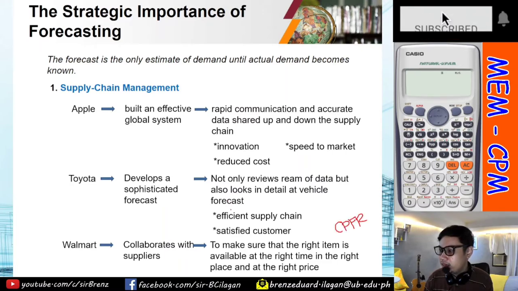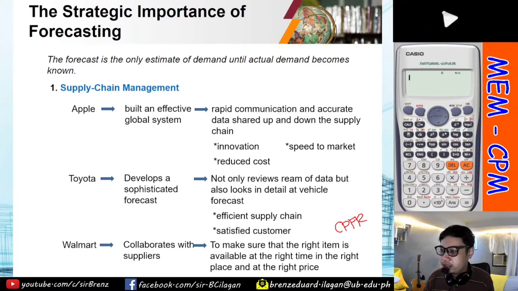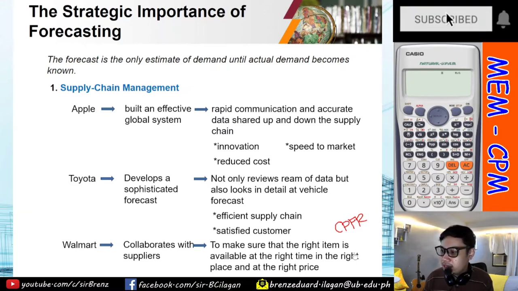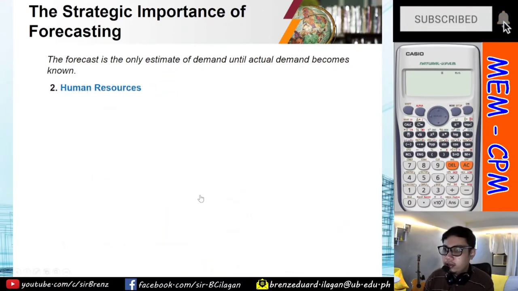CPFR. Again, this stands for collaborative planning, forecast, and replenishment. So they combine the intelligence of multiple supply chain partners. The goal of CPFR is to create significantly more accurate information that can power the supply chain to greater sales and profit.